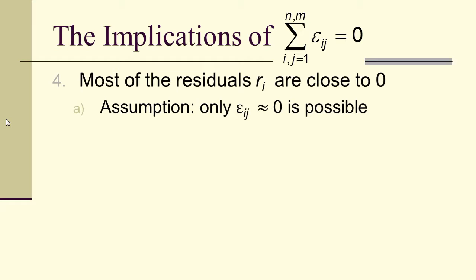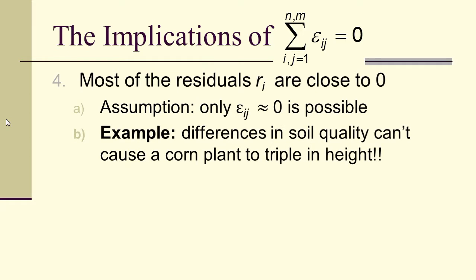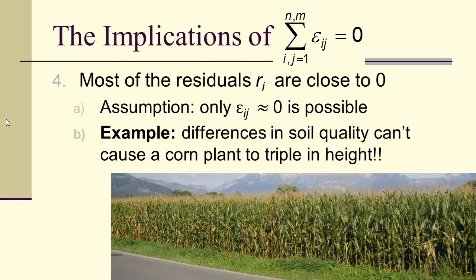Now, we're only going to allow epsilon sub ij close to zero. So differences in soil quality can't cause a corn plant to triple in height, for instance. Notice that we couldn't accidentally dump the fertilizer and lo and behold, we've got one corn plant that's 25 feet tall. That would be an epsilon sub ij impact that's not close to zero. So you look at this field, all the epsilon sub ij's must be close to zero.